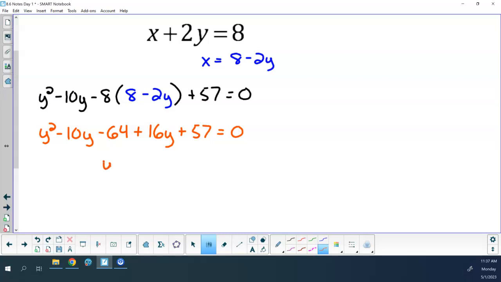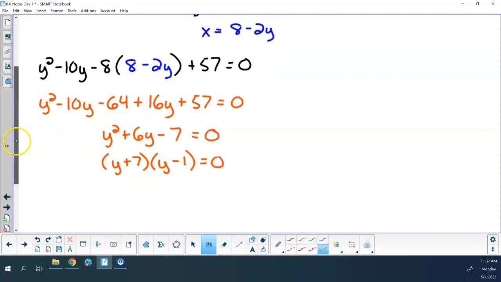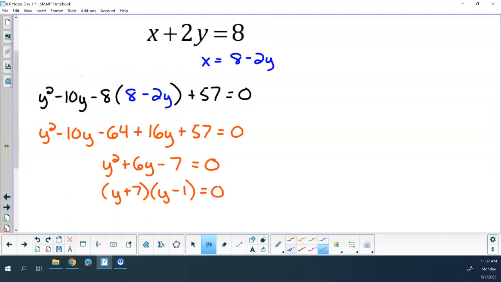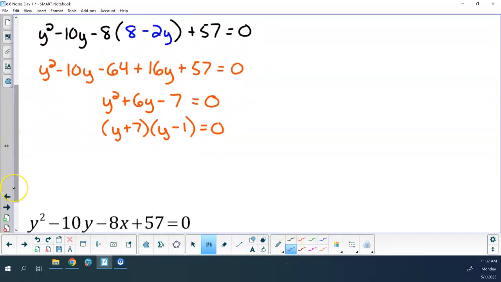That's going to be y squared plus 6y minus 7 equals 0. That's going to be (y plus 7)(y minus 1), which means then that we are going to have y plus 7 equals 0, so y is going to be negative 7. Y minus 1 is going to equal 0, so y is going to be 1.